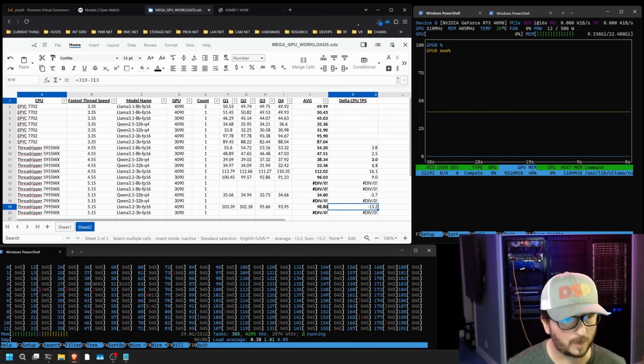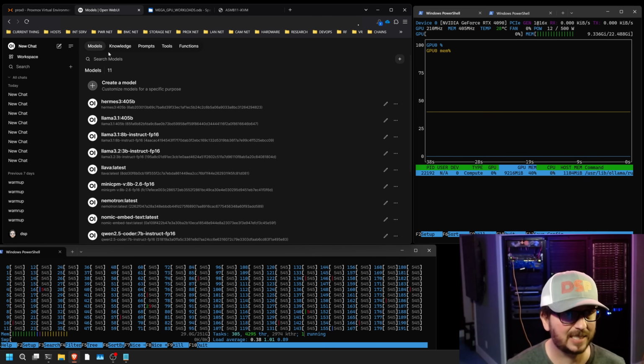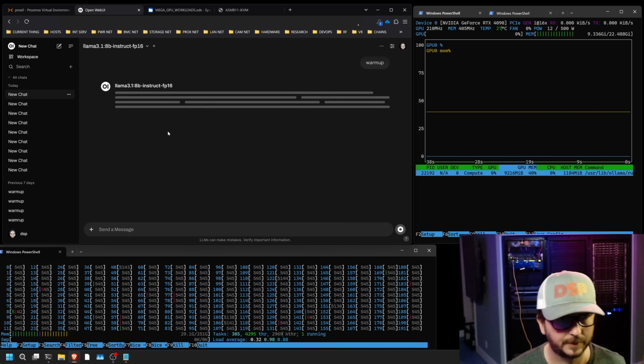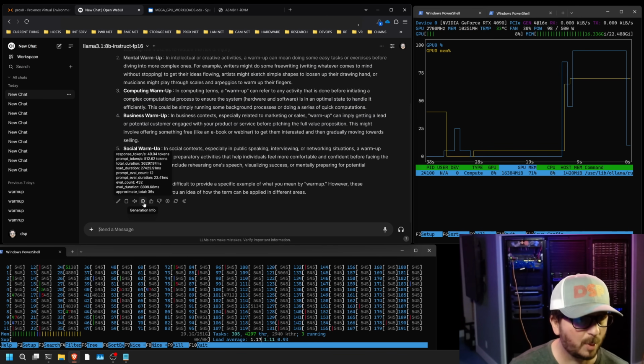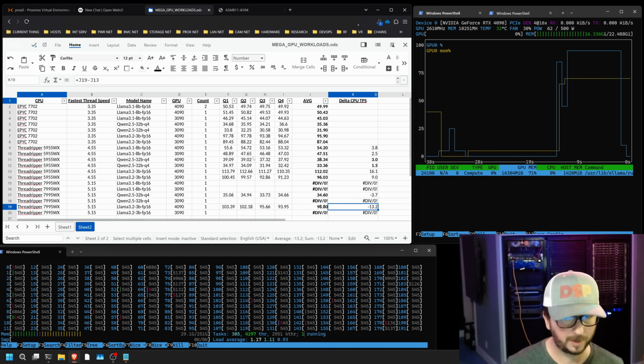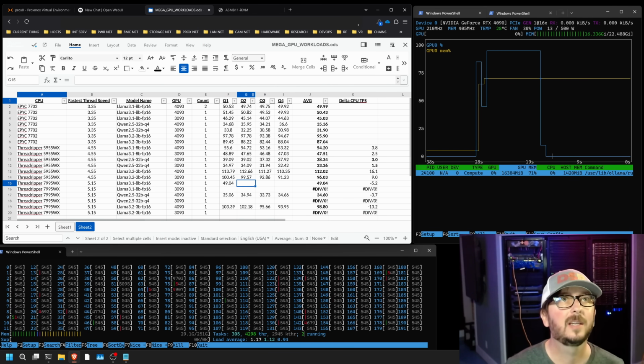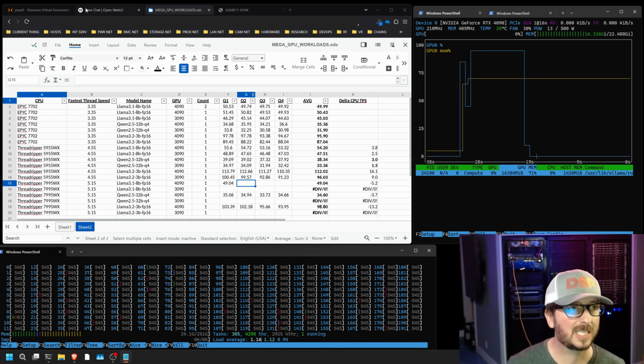And we're going to go for the Llama 3.1 8B FP16. And that's 49.04 tokens per second on that one. And we're looking like a negative 5 tokens per second already on this as well. So there's definitely something that does seem to be consistently happening here.